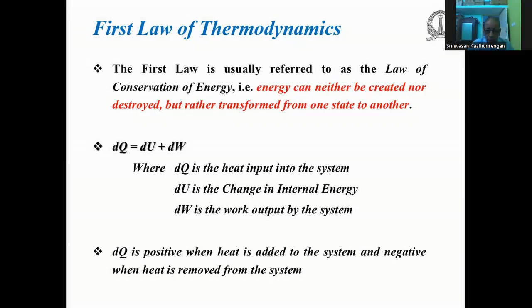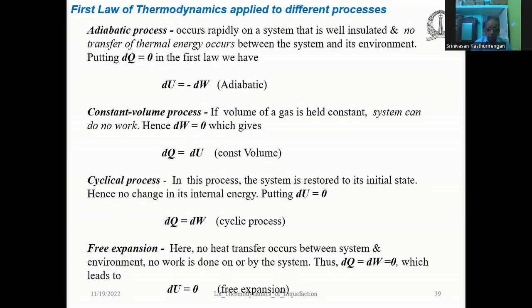So these are the conventions. Okay. We can think of different processes. I will just go through the various processes which I have in mind. The adiabatic process is a process which occurs on a system that is well insulated, and there is no transfer of thermal energy between the system and the environment. Now what we can do is put dQ as 0.